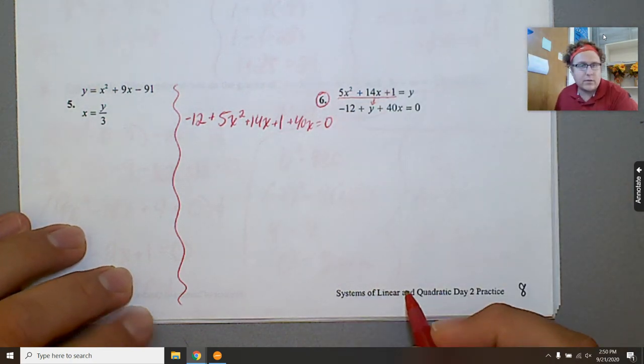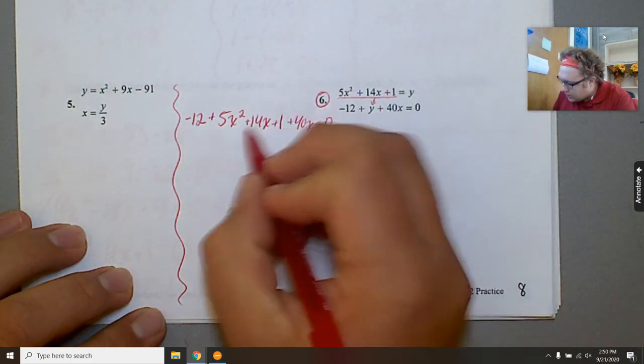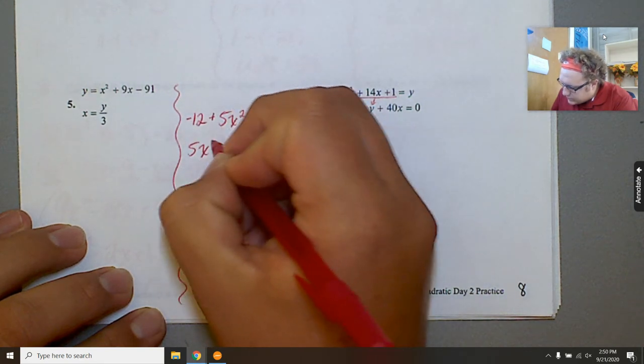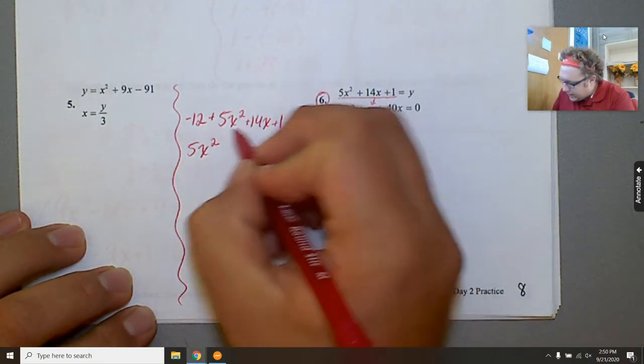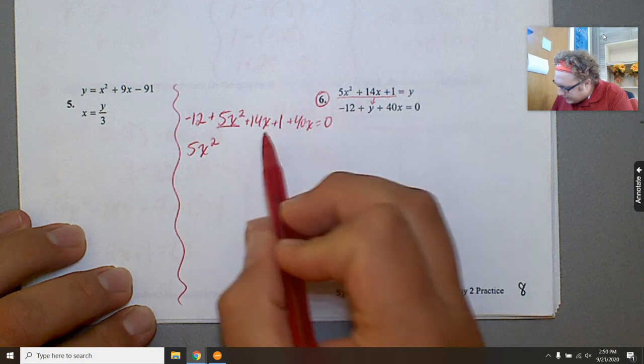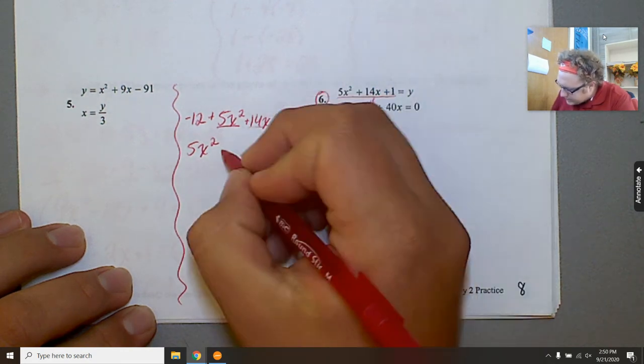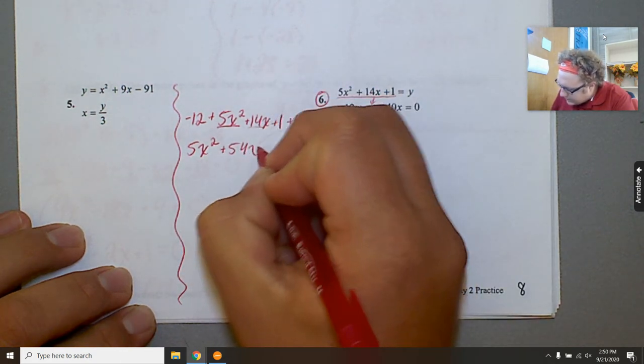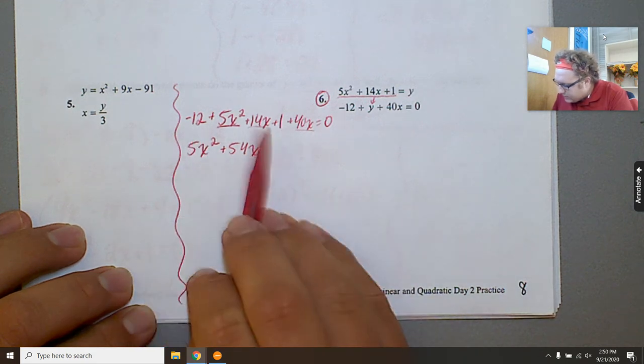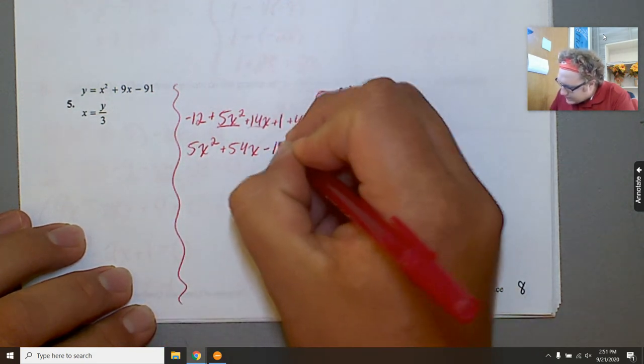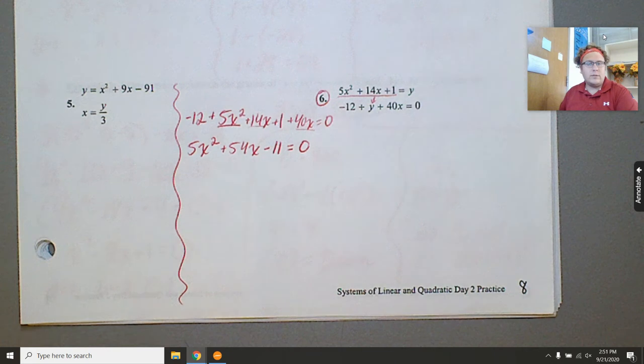And now I'm just going to start combining my like terms. So 5x squared will come first because that's the highest exponent. And then I've got 14x and 40x, so that's 54x. And it says minus 12 plus 1, so that's going to be minus 11, all equal to 0.